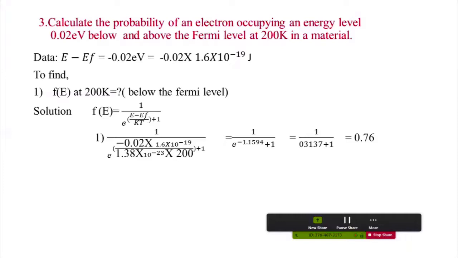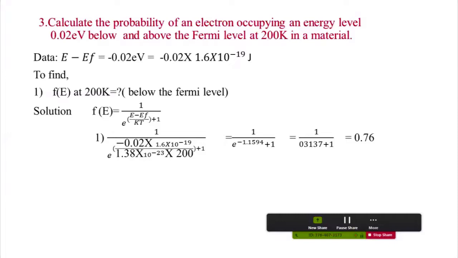The same temperature we have considered here, 200 Kelvin. We know the formula for finding the probability of an electron: F of E equals 1 over e power (E minus Ef) divided by kT, plus 1. Now E minus Ef I have considered here as minus 0.02 into 1.6 into 10 to the power minus 19, whole divided by 1.38 into 10 to the power minus 23 into 200, plus 1. If we do the substitution, we will get 1 over e power minus 1.1594 plus 1.